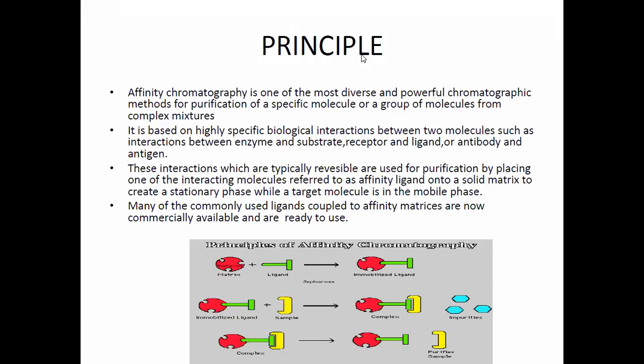So what is the procedure? It is a specific type of chromatography based on the reversible interaction of two substances, used for purification by first placing one of the interacting molecules, referred to as the affinity ligand, onto a solid matrix to create a stationary phase, while the target molecule is in the mobile phase.